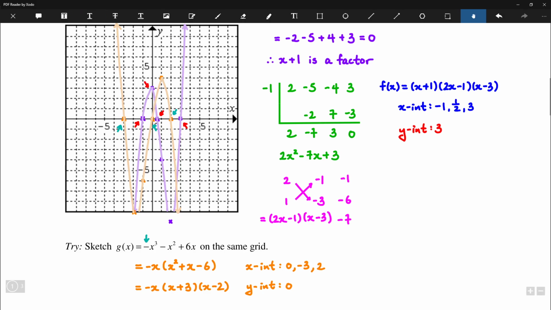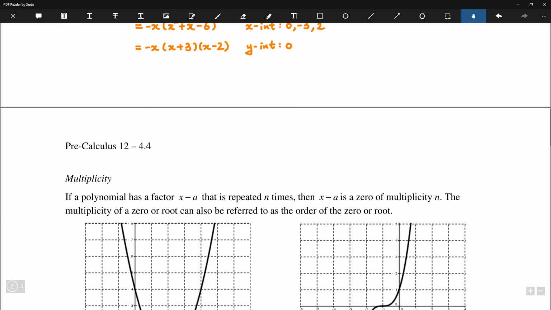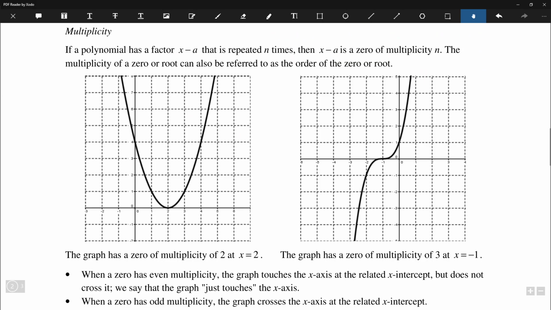Now, sometimes in polynomials, the same factor can appear more than once. So let's look at what happens if that occurs through the study of what's called multiplicity. So it says here, if a polynomial has a factor x minus a repeated n times, then x minus a is a 0 of multiplicity n, however many times it repeats. So far, in the f of x and g of x examples we looked at, those zeros have multiplicity of 1 because the x minus a factor only appears once.